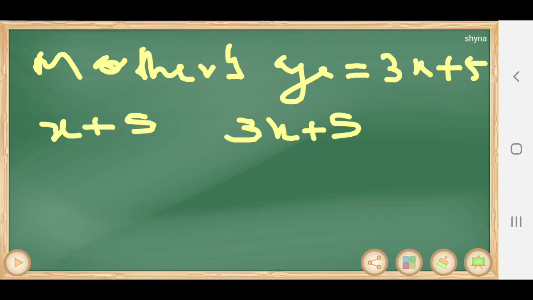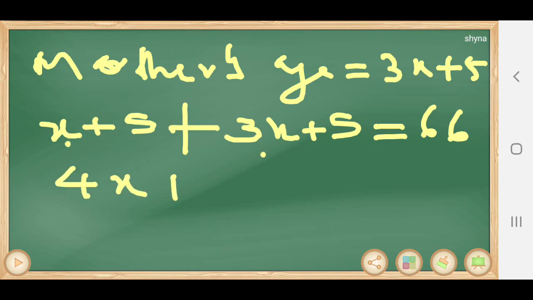When we add these two ages, it will be 66. Yes, that is x plus 5 plus 3x plus 5 equal to 66. Now we can add the like terms. x plus 3x, what is x plus 3x? 4x. 5 plus 5 equal to 10. 4x plus 10 equal to 66. This is the linear equation. Yeah, the first step is forming a linear equation. Now we formed the linear equation 4x plus 10 equal to 66.